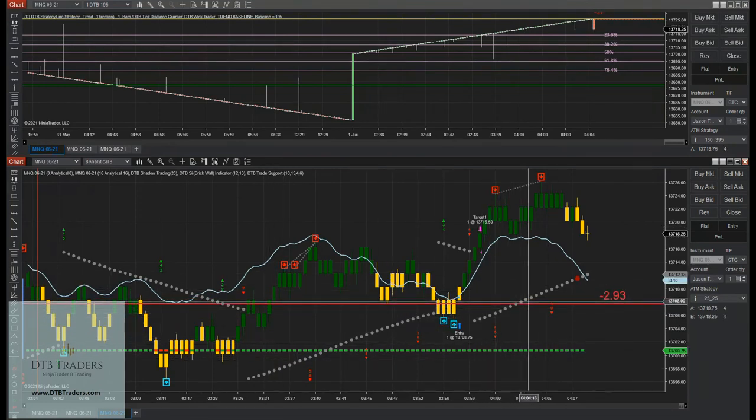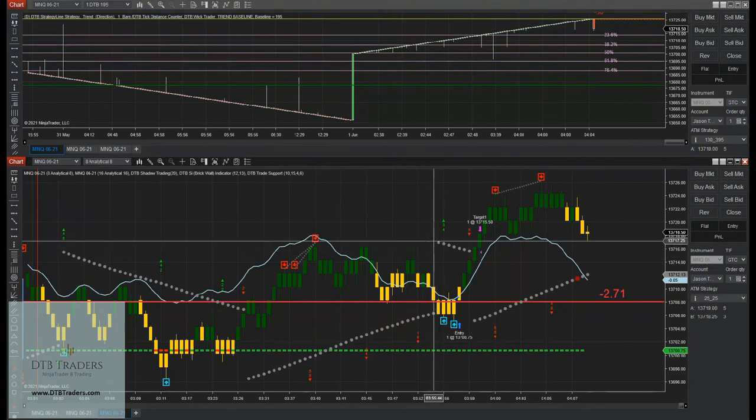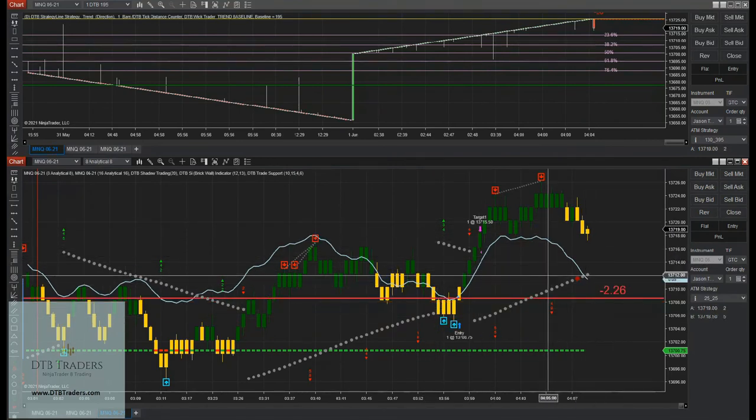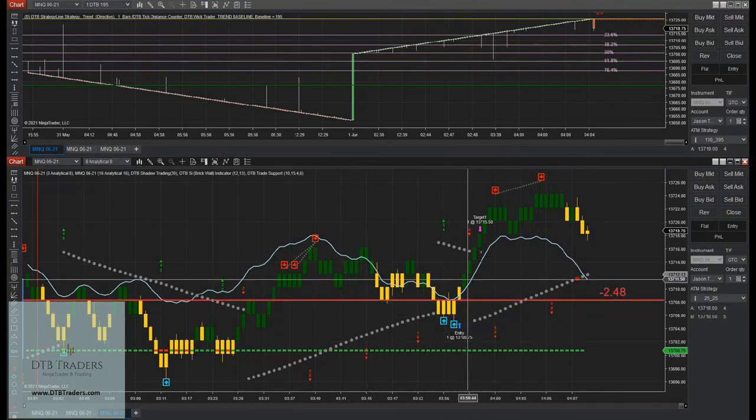Here the trade support has loaded, so that's giving you a good indication of who's holding a trend. So it's a little bit all over the place at the moment. We've had it going up, coming down, going up. So we've got to just monitor what's happening there.